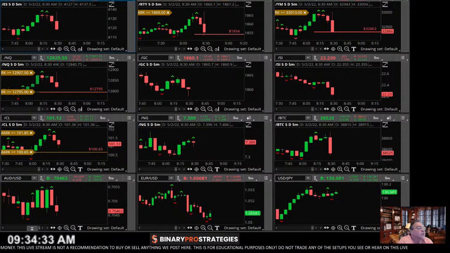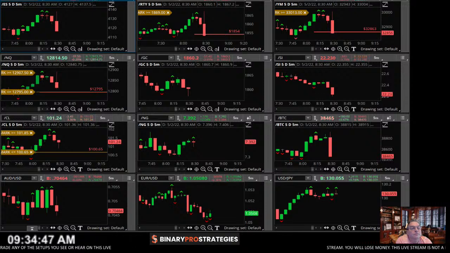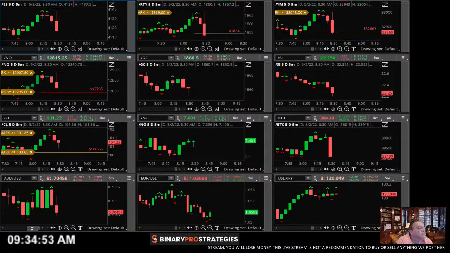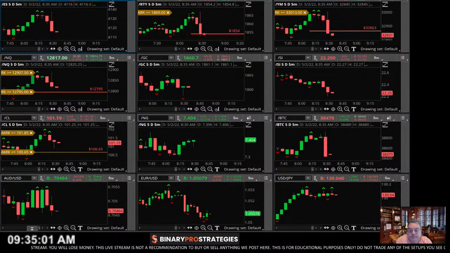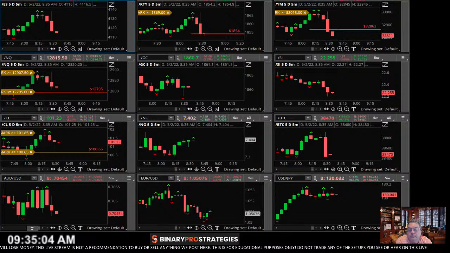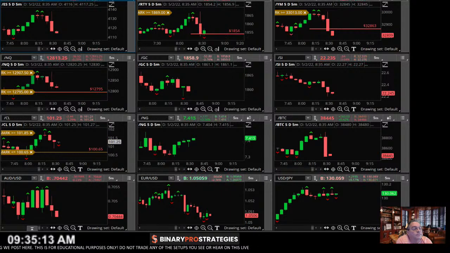Also, YM is getting a reverse short. Getting a new short on ES. Can't call out ES fast enough. Already hit target. YM couldn't call it out fast enough. Already hit target.